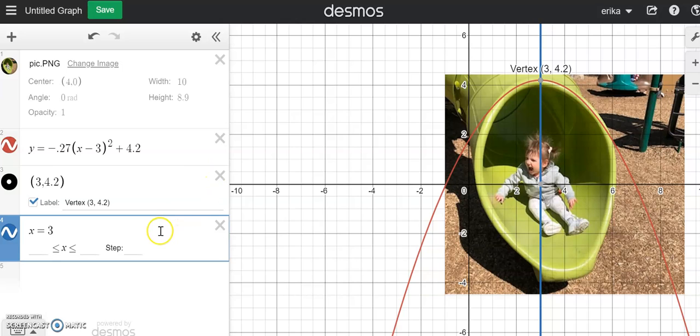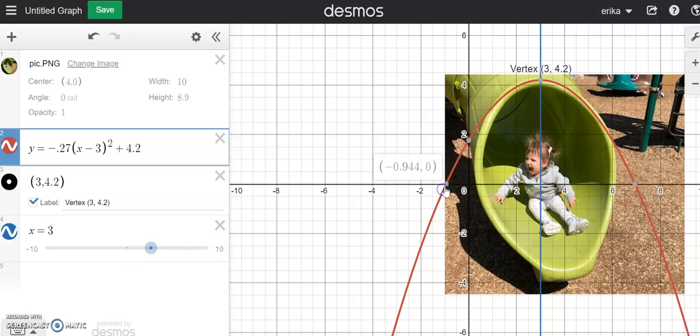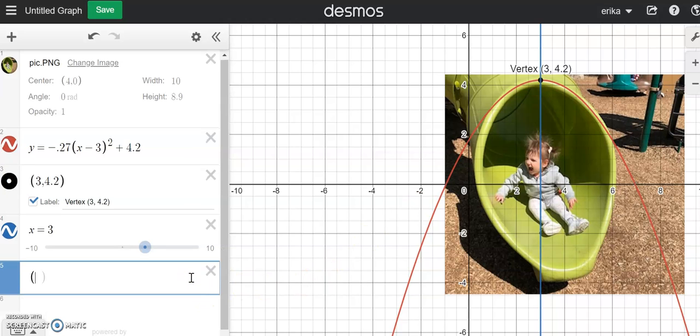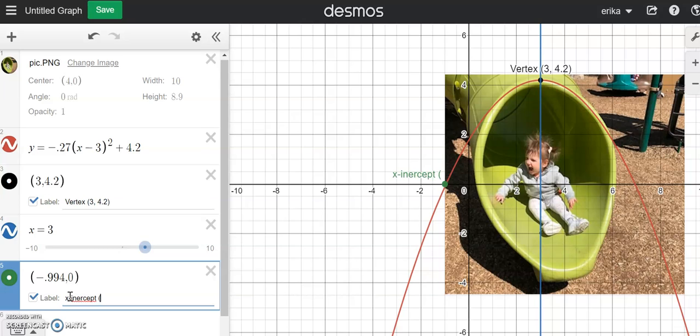And then you have your other point. So if I go to this, I click on this, it's going to give me the point, negative 0.994. So I go negative 0.994, comma 0. And that was my x-intercept. And I like to put the point what it is. Okay? So now you nicely see I have an x-intercept at negative 0.994.